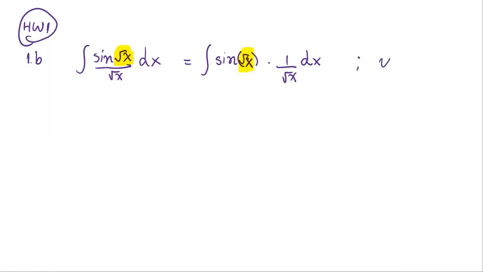So we're going to make the note here: u equals square root x. And then what is the next part when you do the u-substitution technique? You find the du. Define the du. So what would be the du for u equals square root x?